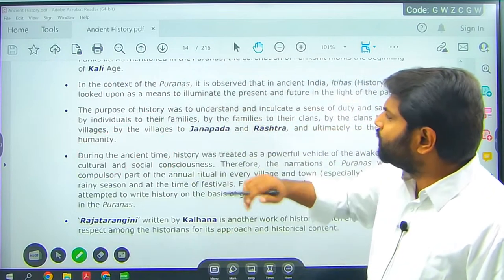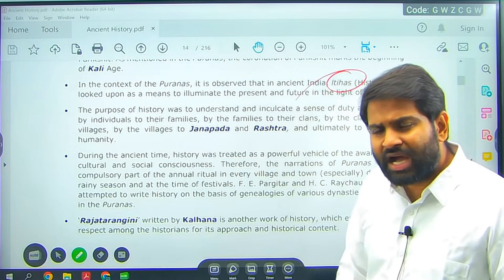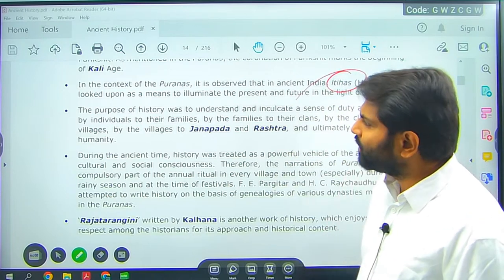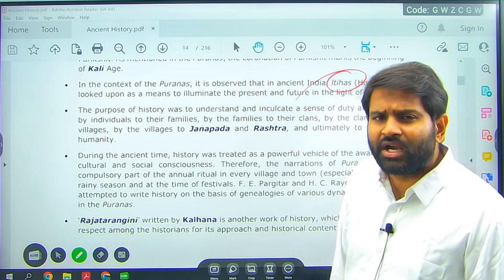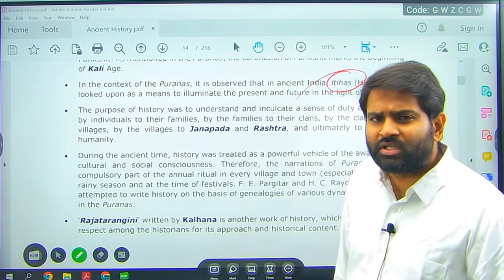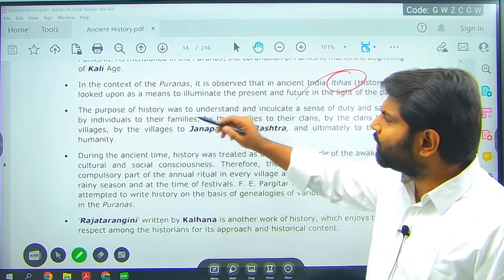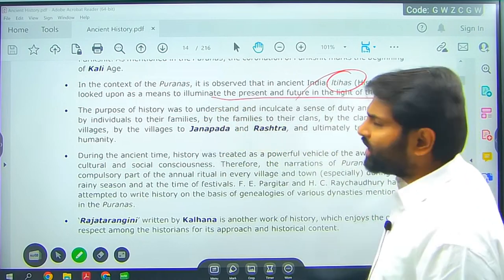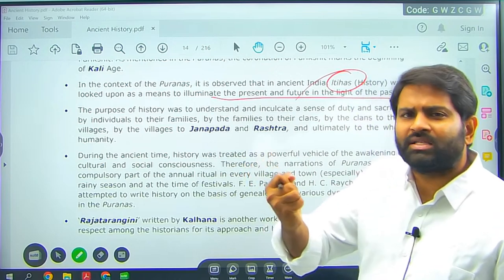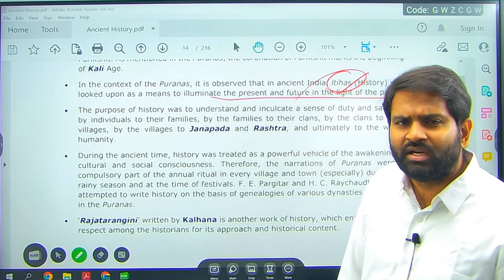So in the context of Puranas, it is observed that ancient India, itihas. See, itihas in English is history, but somehow we only accept it as mythology. We don't keep it as a standard reference point, although we see many archaeological sources, but we don't accept it as a source for history. Looked upon as a means to illuminate the present and future in the light of the past, right? If you want to shed light on the past and try to learn the future, that is where we have to go, that is itihas, that is history.